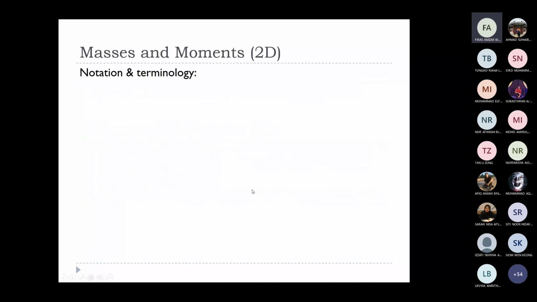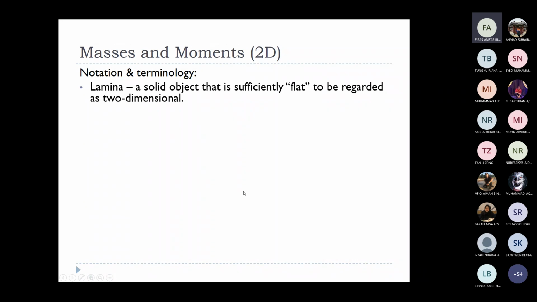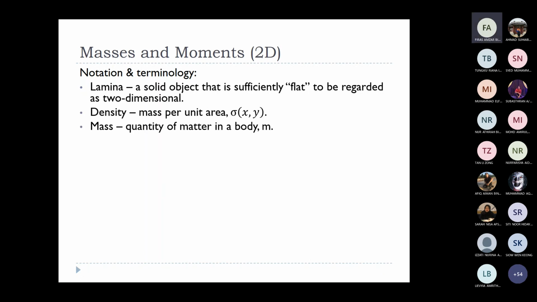masses and moments. Okay, so masses and moments for the 2-dimension space. So dia punya notation and terminology. Lamina is a solid object that is sufficiently flat to be regarded as 2-dimension. So dia satu solid yang mana it is extremely flat. So kita tak cakap dia dalam 2 dimension, tapi dia sangat-sangat flat. Memang macam satu thin plate, something like that. Okay, so density ianya adalah mass, jisim per unit area. We denote it as sigma of x and y.